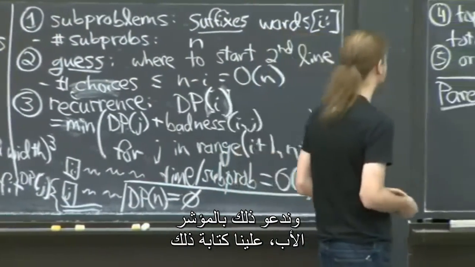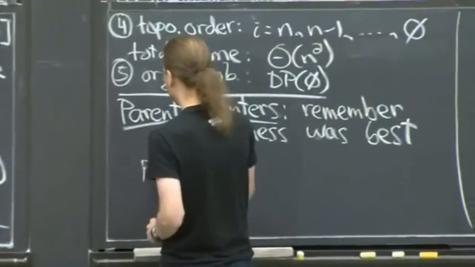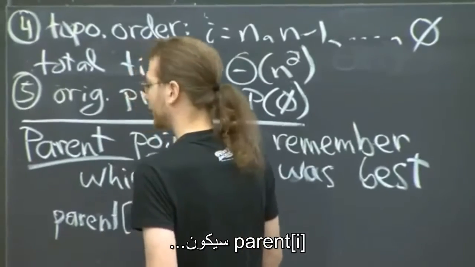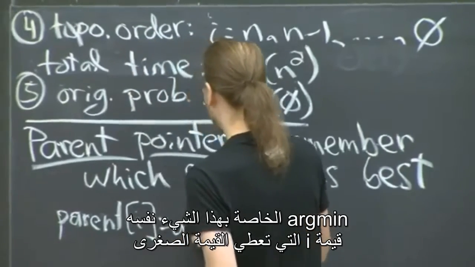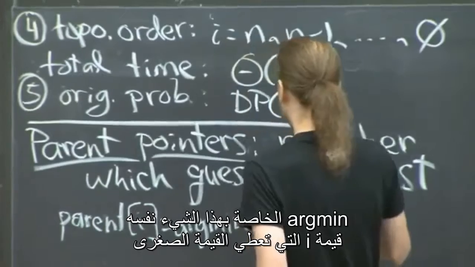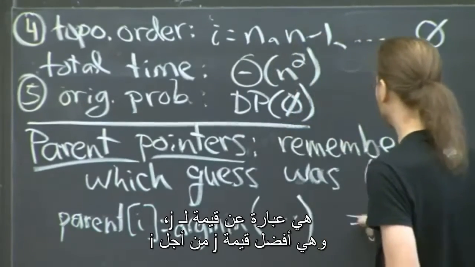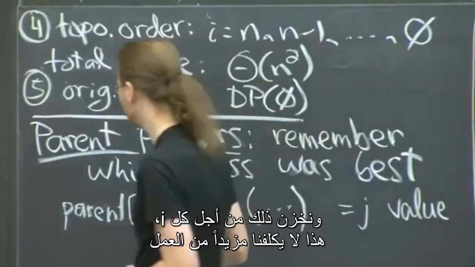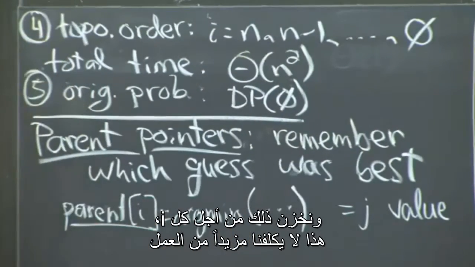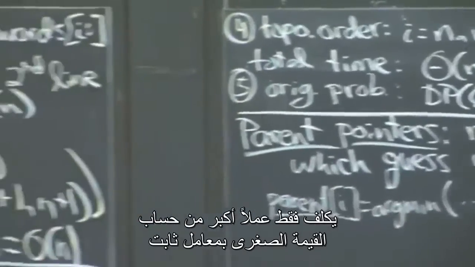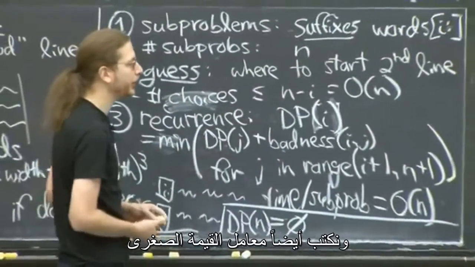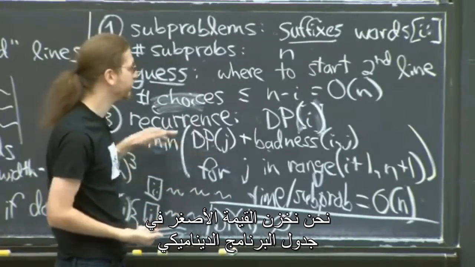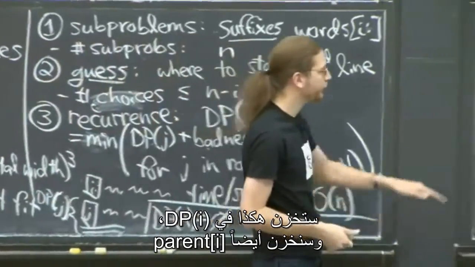Do I need to write that? I mean, here, parent of i is going to be argmin of that same thing. So it's a j value. And it's the best j value for i. And so we store that for each i. It costs no more work, just a constant factor more work than computing the min. We also write down the argmin. So we're already storing the min in the dp table. dp of i would get stored to be that. We also store parent of i.